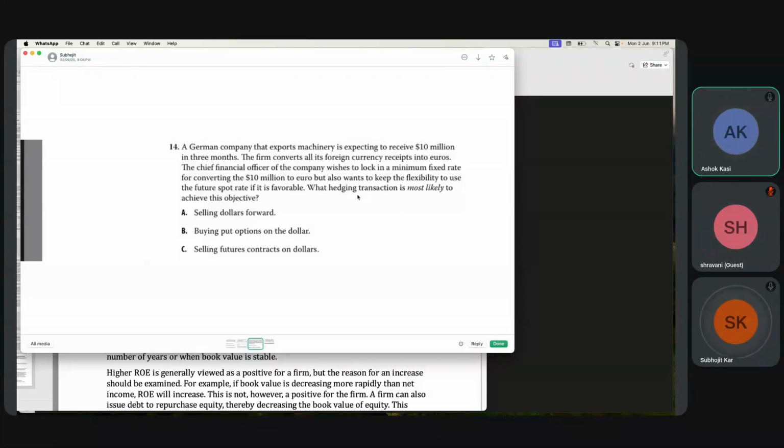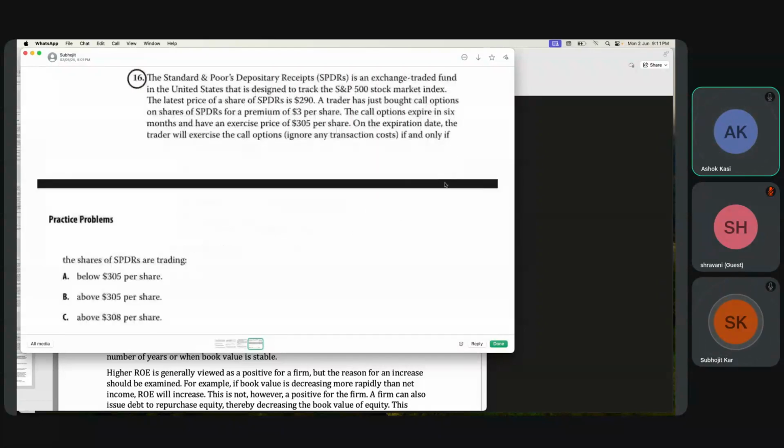And the 14th one, I also didn't get it. Hedging, this is derivatives only. Forward, futures, all these are derivatives. Then this is an exchange traded fund, ETF, in the US that is designed to track the S&P 500 market index. The latest price of a share is 290. This is also call option, derivatives only. All are derivatives only.